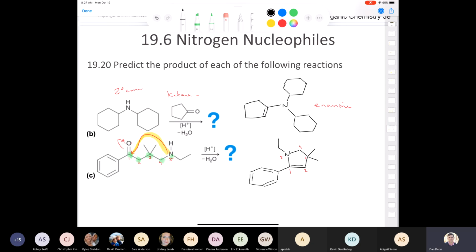And there's my enamine. So again, what's the result? I'm taking a ketone plus the secondary amine, and I'm making an enamine. Now, if you're confused about my placement of the double bond, let's think about it. If we erase it, it can't be here, okay? Because if it was here, then you'd have 5 bonds to a carbon.